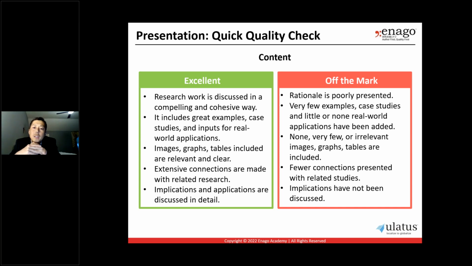Same thing with examples. Make sure you know your examples, and that they apply. Put graphs. Graphs are very helpful, like we talked about before. Those connections have to be there, and make sure your work is not presented in a vacuum. Every work has to be connected with something else.